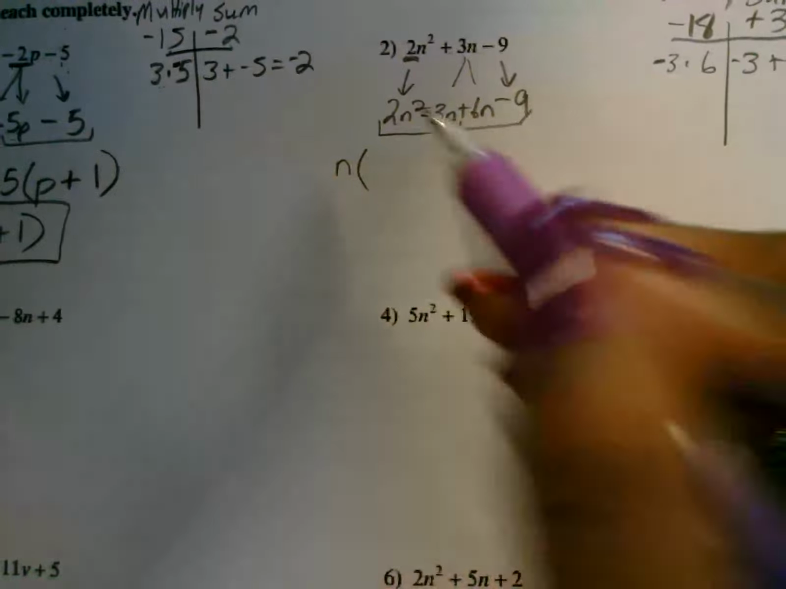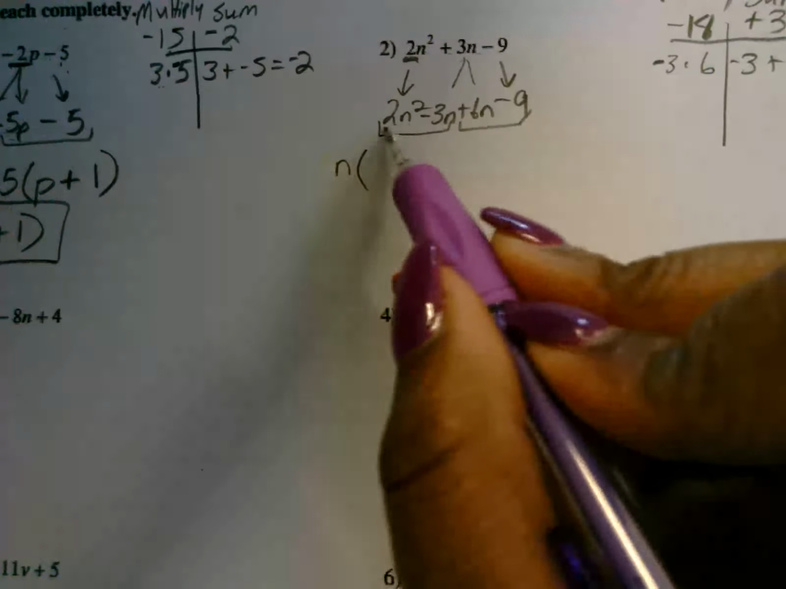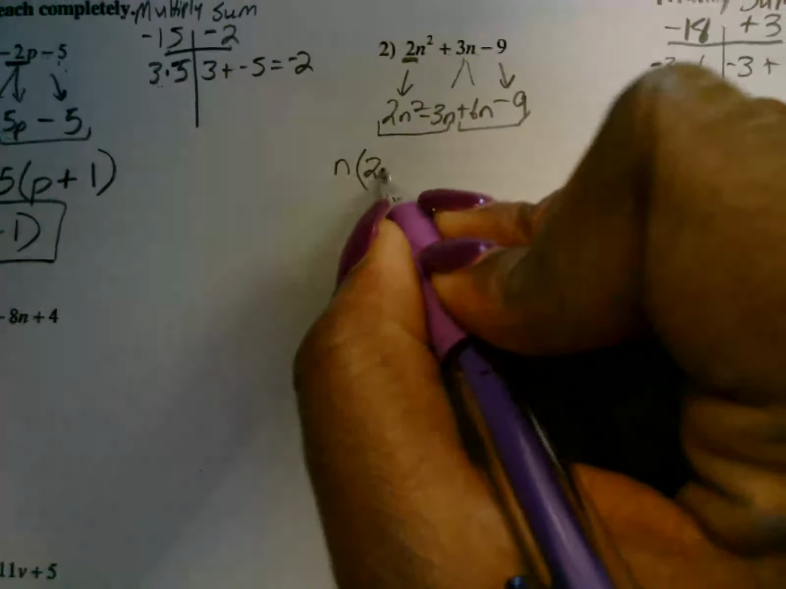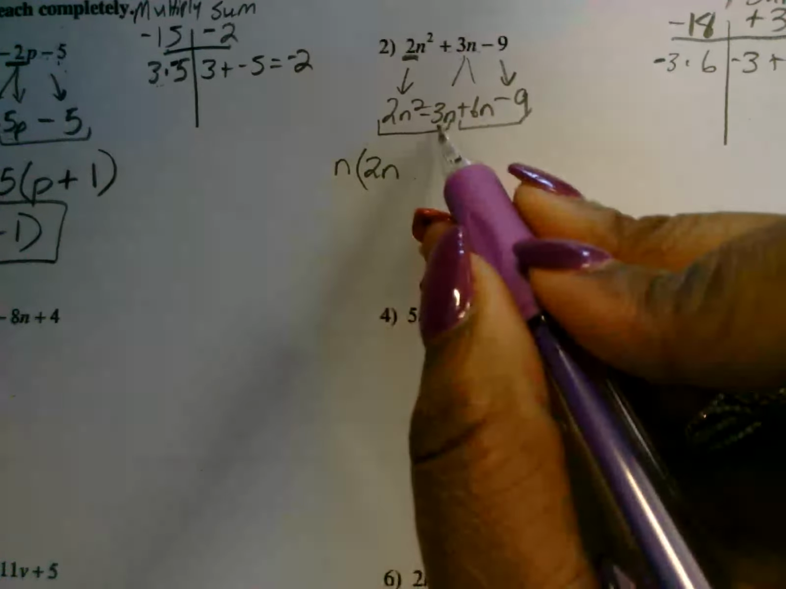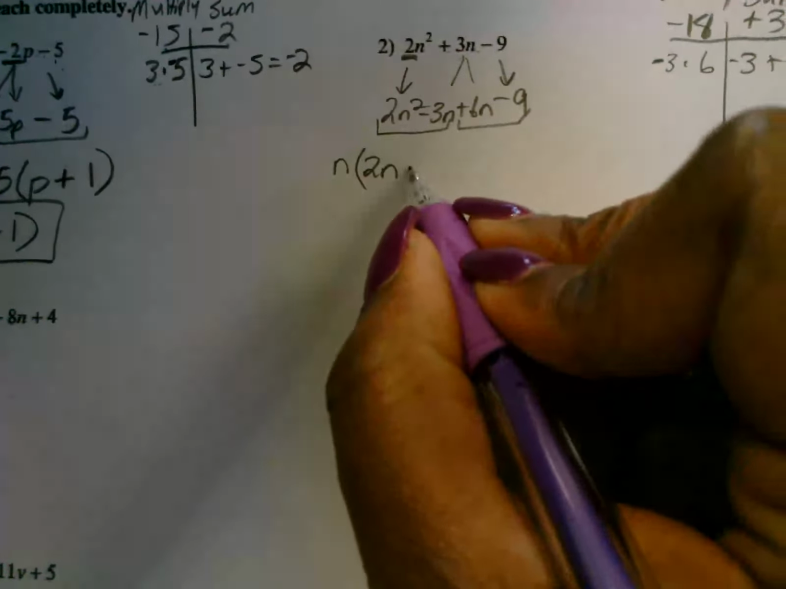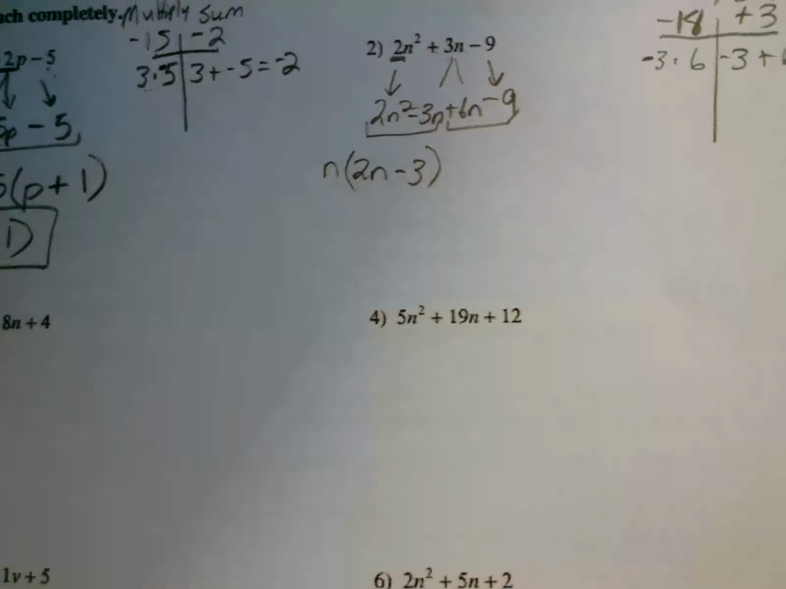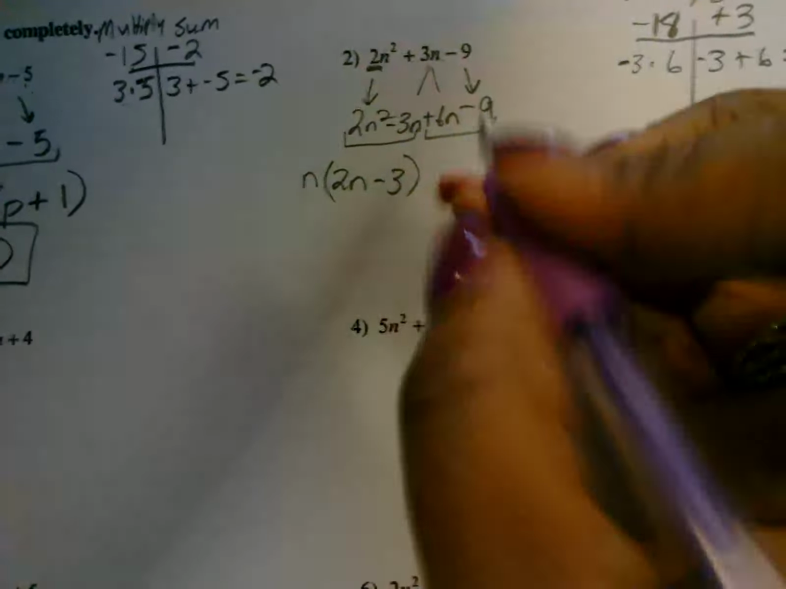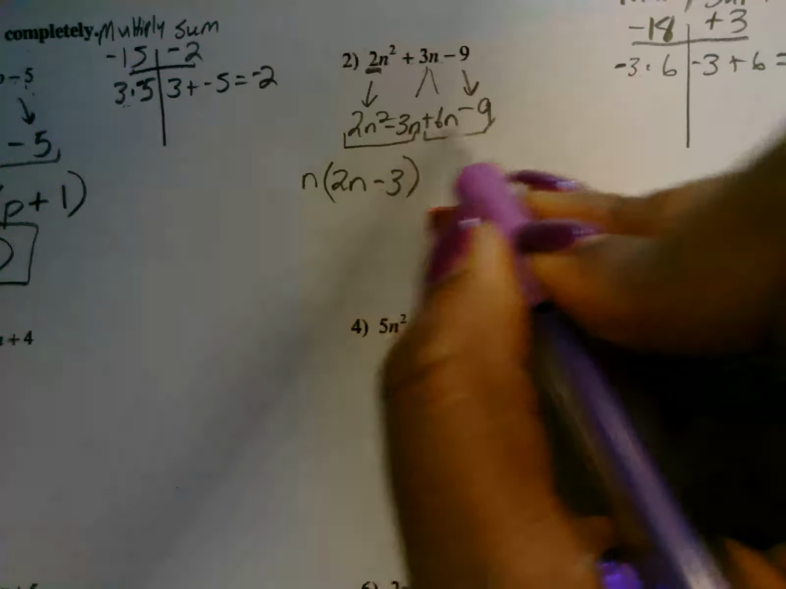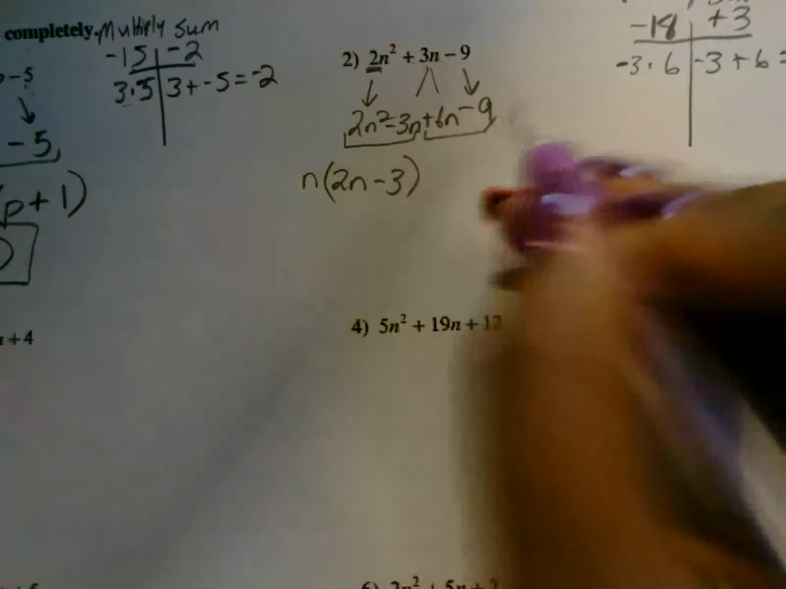When I take out an n, n times what will give me 2n squared? 2n. N times what will give me a negative 3n? Negative 3. The first two numbers are factored. Think of a GCF, the greatest common factor, of the second pair.